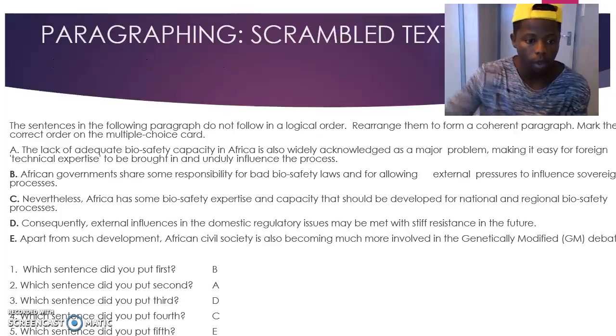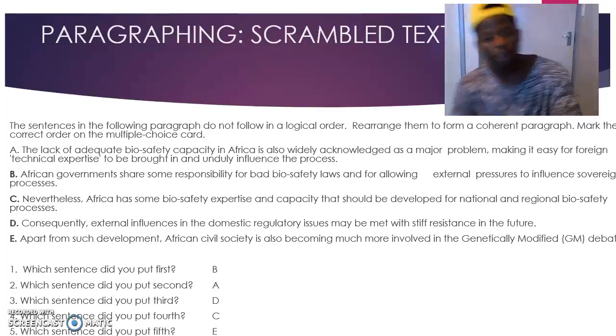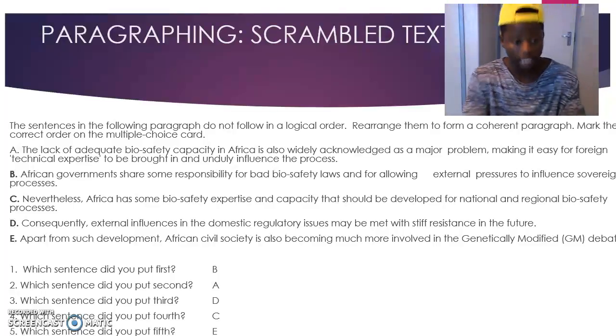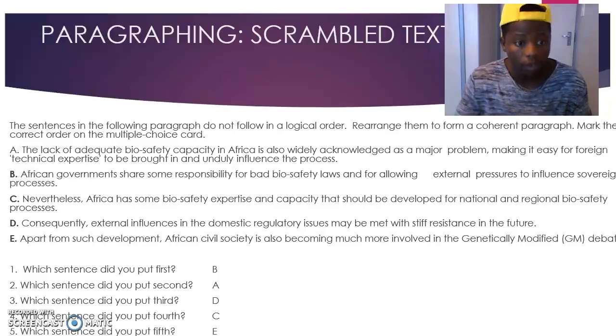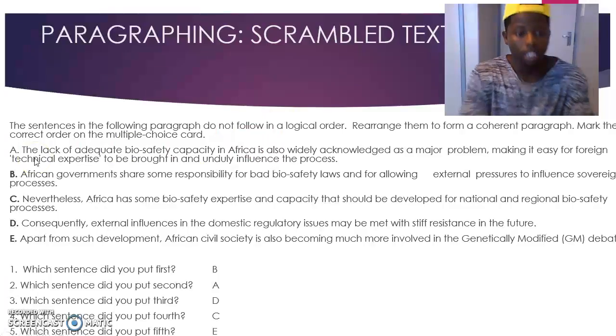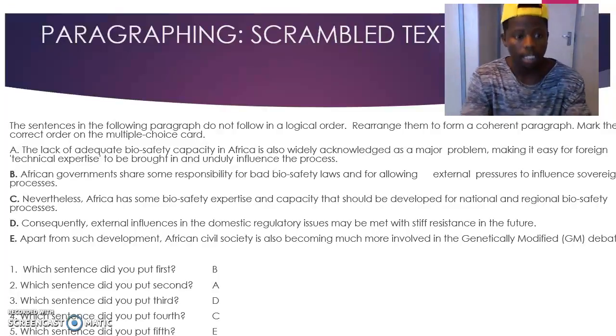Moving right along, we also have another, similar activity. Now, what does the activity say? We will just try to quickly read it and see what it says. The lack of adequate biosafety capacity in Africa is also widely acknowledged as a major problem, making it easy for foreign technical expertise to be brought in and unduly influence the process.